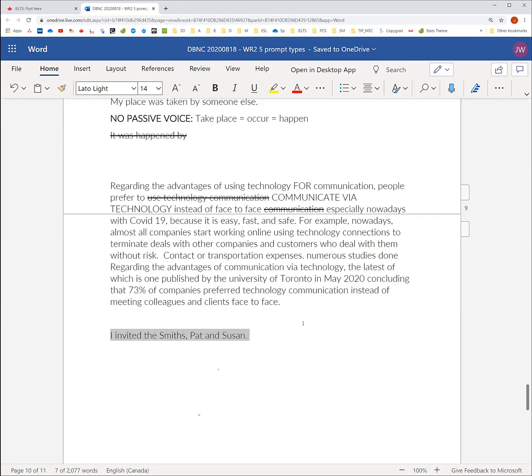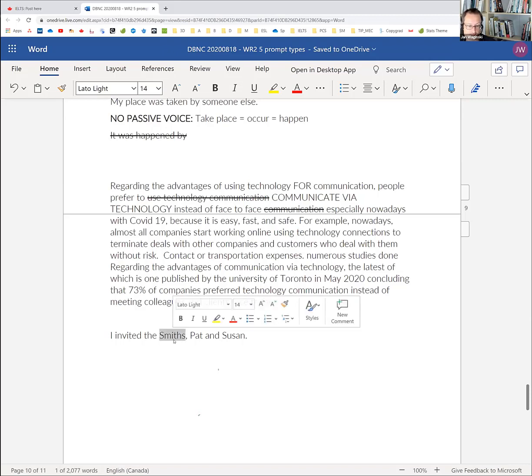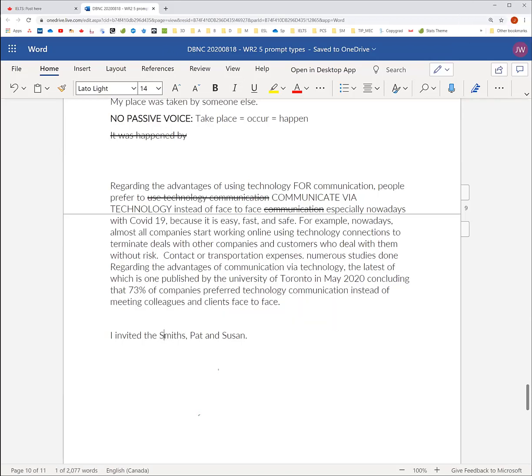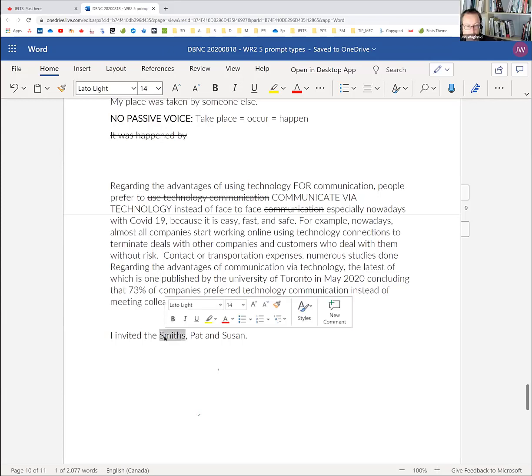Pat and Susan, if you didn't put a comma, that means only one person, or the Smiths mean a family come together. So there's two ways of interpreting this. Smiths are a family, right? If you just put S at the end of a last name, it means that family. So it's the Smiths, maybe it's two people, maybe they have kids, and then Pat, and then Susan. So at least 4 people, right?